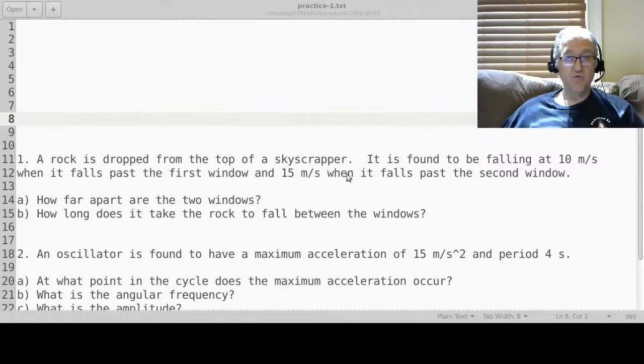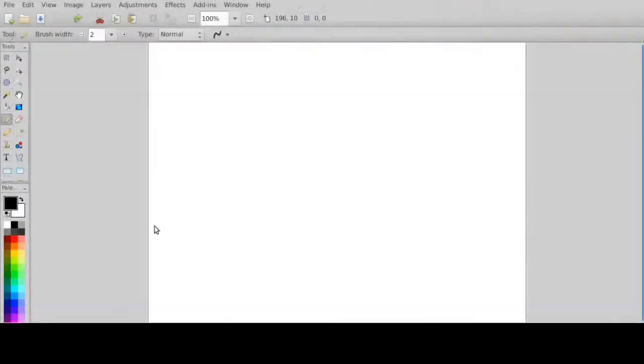The first thing you want to do is you want to draw a diagram. Okay, and there's two steps to drawing this diagram. The first step is just kind of draw a picture of what's going on. So you got a skyscraper, you got a rock that's falling, and it's passing by two windows. Okay, so let me switch to this whiteboard here. It's kind of hard to draw with it, but I think I can do it.